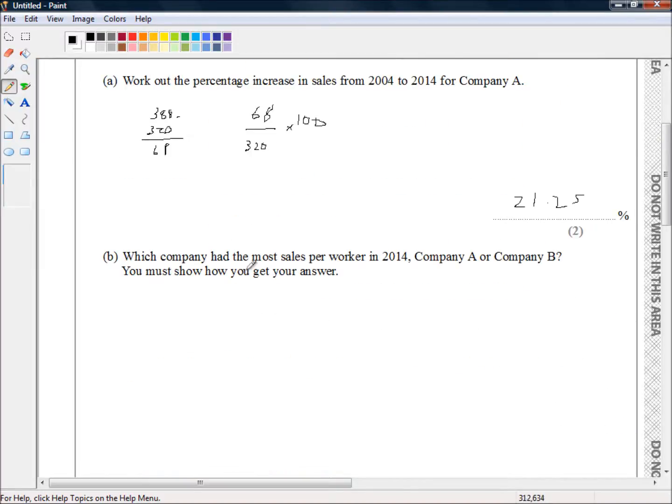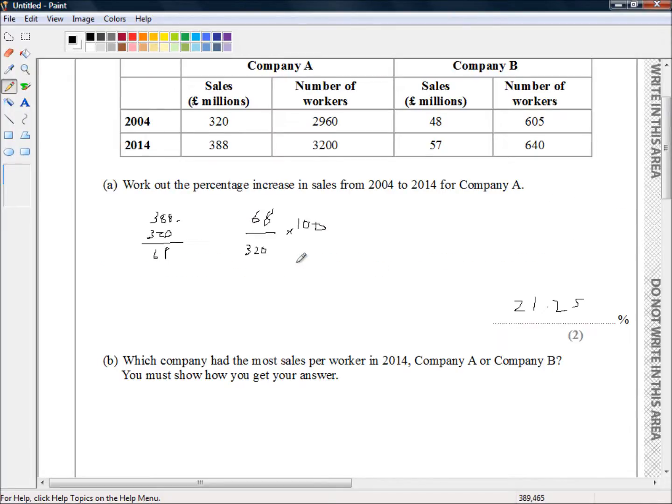Part B says, which company had the most sales per worker in 2014? Company A or Company B? You must show how you get your answer. So in 2014, Company A had 388 million sales and 3,200 workers. So the number of sales per worker is 388 million divided by 3,200 workers.